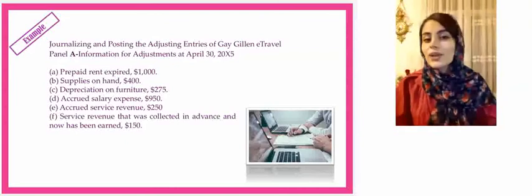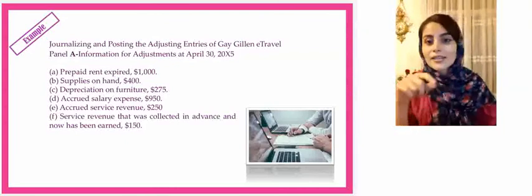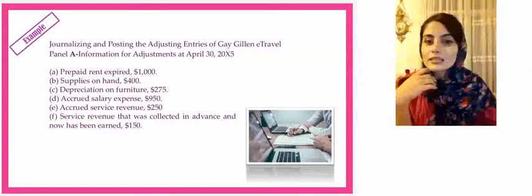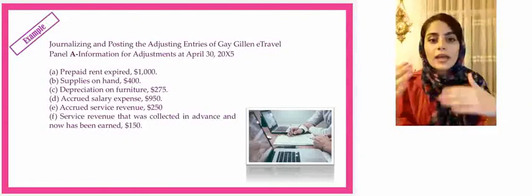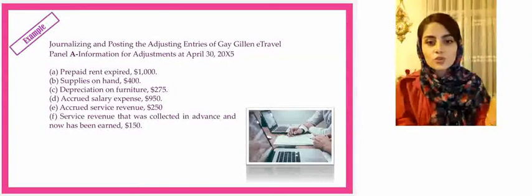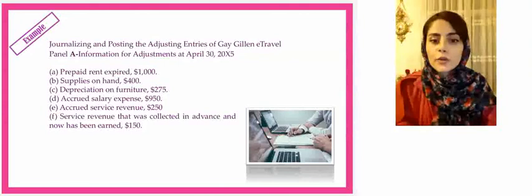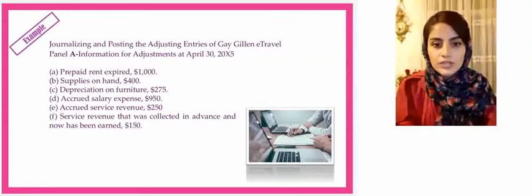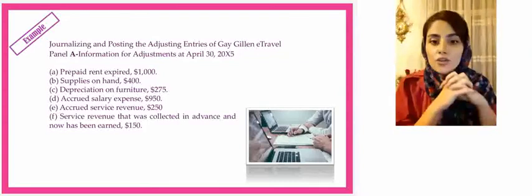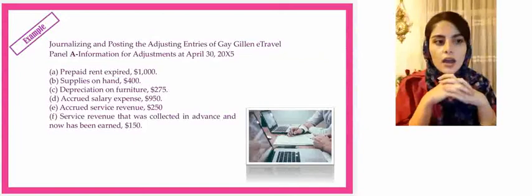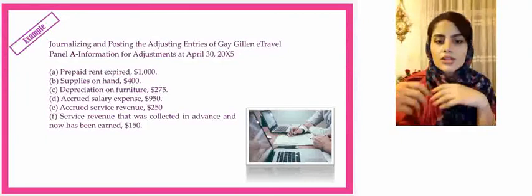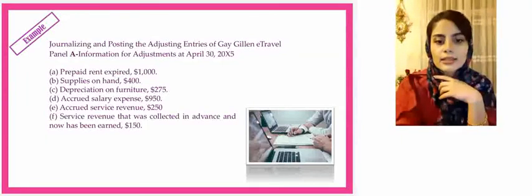Here we have an example, the whole example that I talked about is here. It's about Giggle Travel Agency and in panel A, we want to talk about the transactions which the company had. We have transactions A to F. We have prepaid rent expired $1,000, then supplies on hand $400, and then depreciation on furniture $950, and then some others which I want to explain on the next slide.